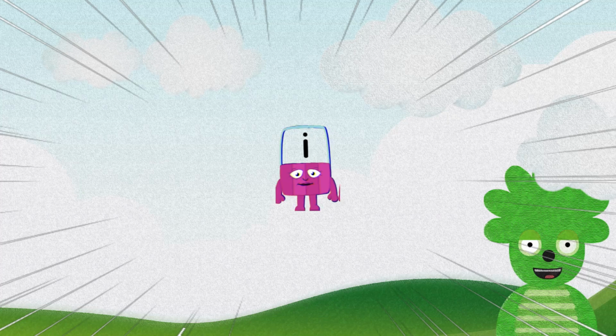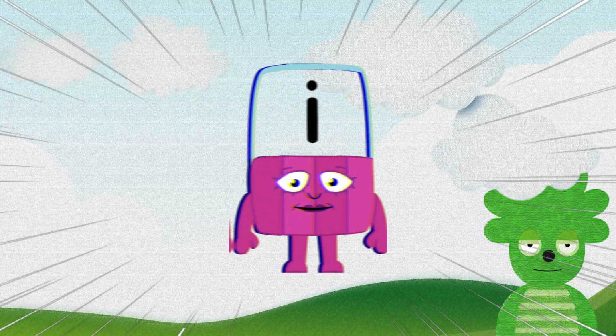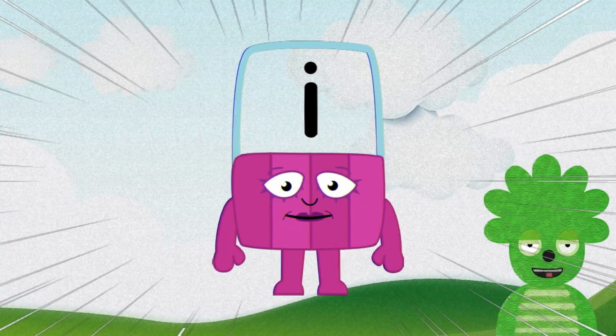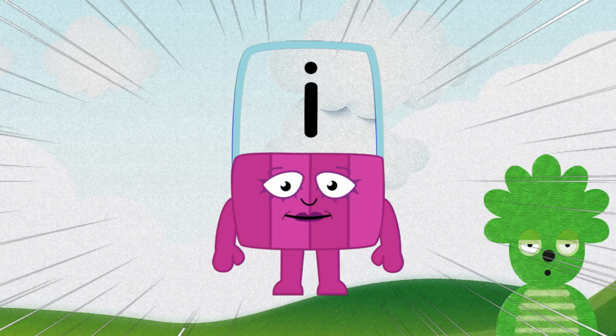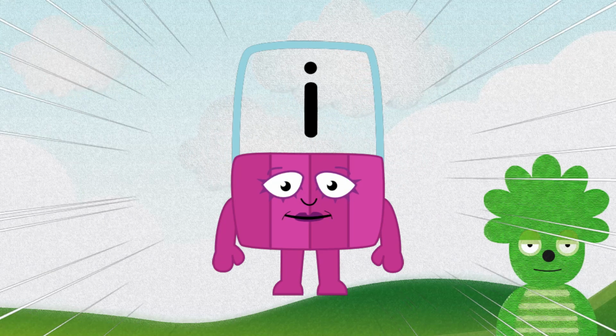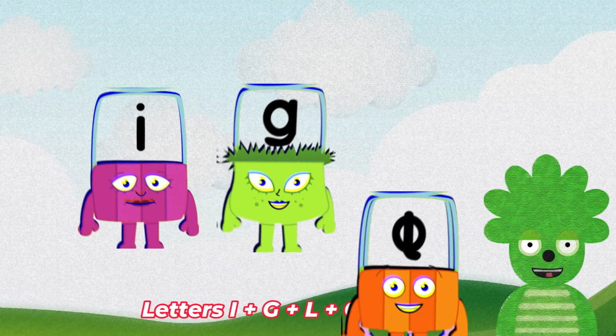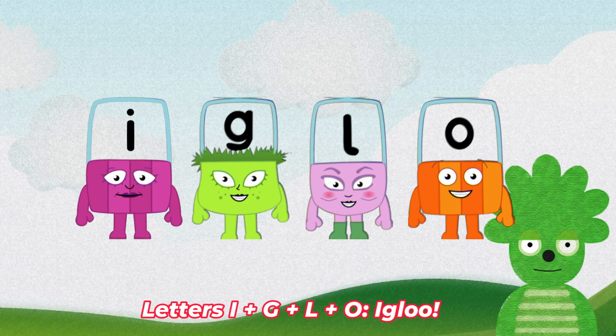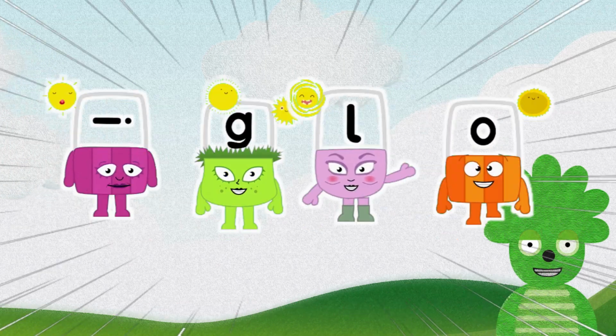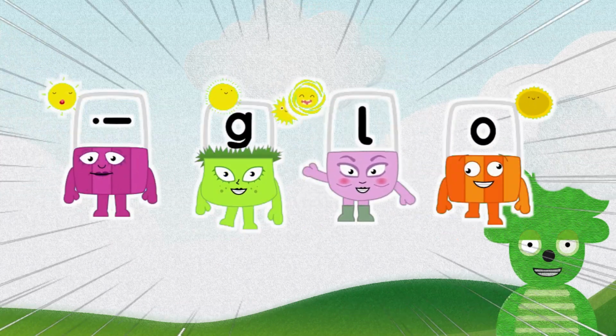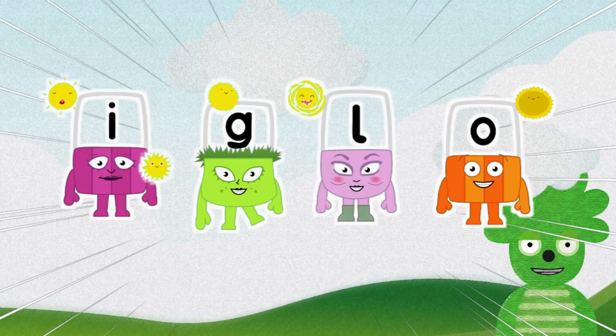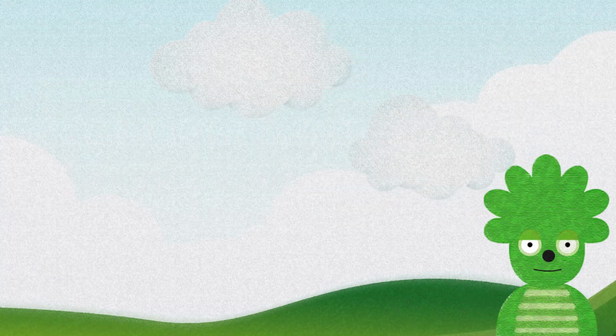Say hello to letter I. I say I, like in igloo. Let's find a word with I. Letters I plus G plus L plus O, igloo. Fantastic, you blended I, G, L, and O to say, igloo.